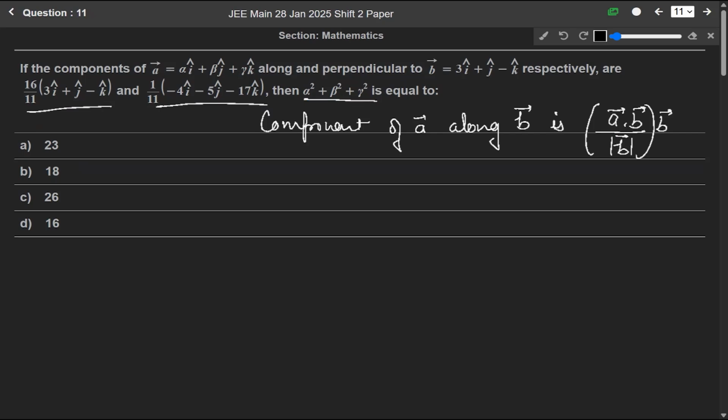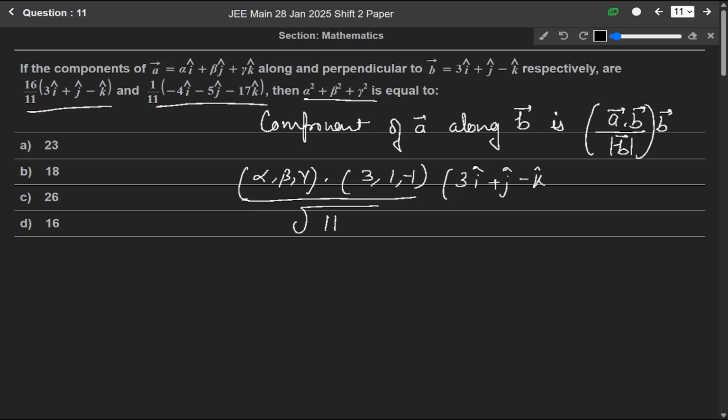So for this, we can write alpha, beta, gamma dot this will be 3, 1, minus 1 over under root of 11 and into 3 i cap plus j cap minus k cap. Okay.